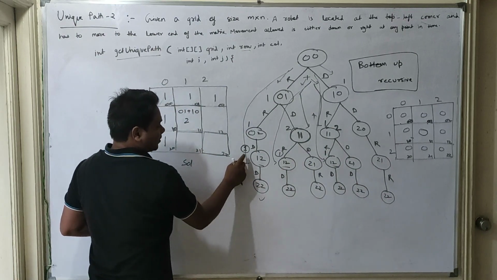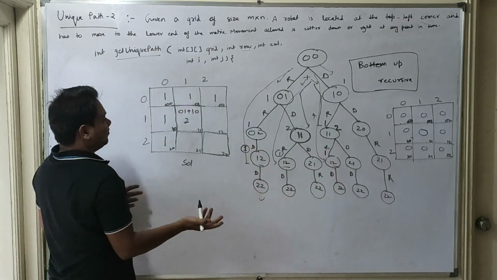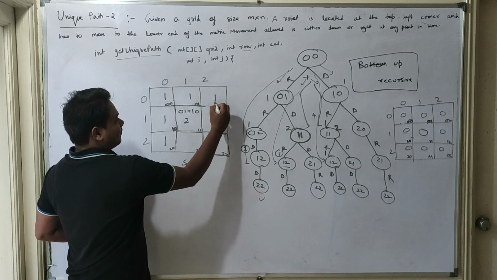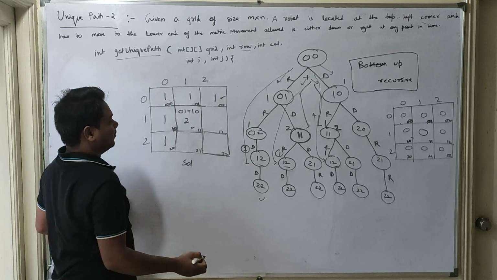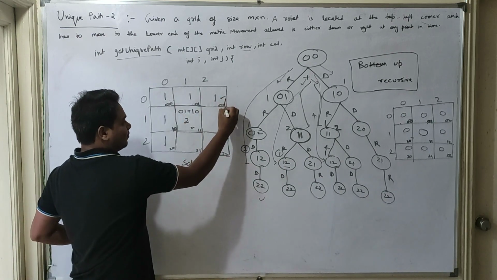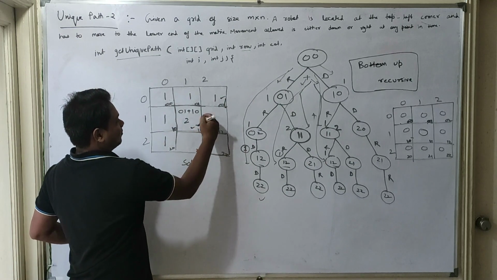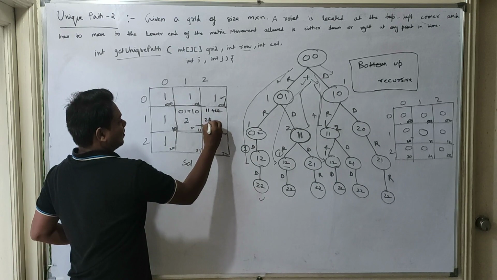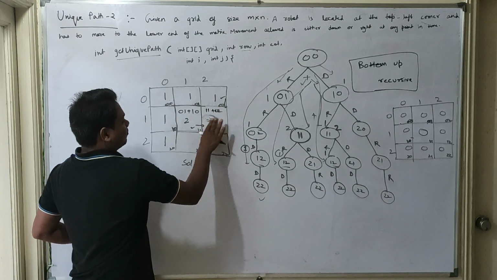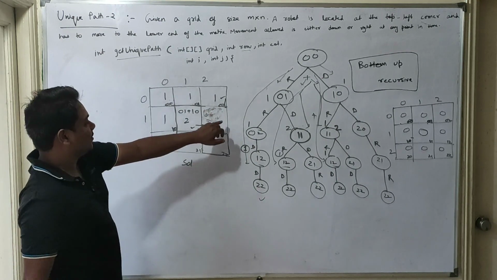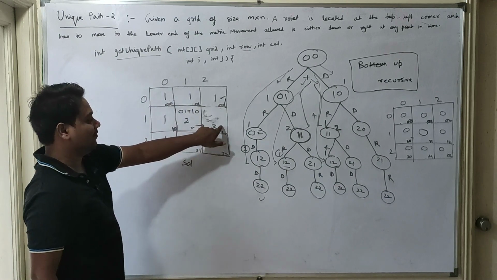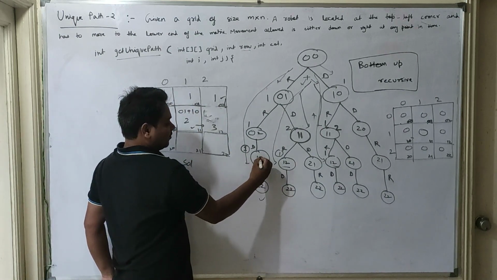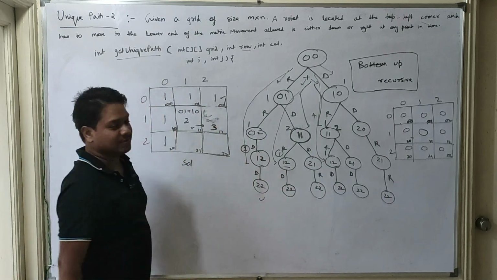So in total, how many paths are there? 1, 2 and 3. Which is basically the summation of the paths that we have stored over here. Either we can move down or we can move right. So that is basically 1 1 plus 0 2, that is 2 plus 1 equals 3. So 3 is the total number of paths to reach 1 2. Fine.